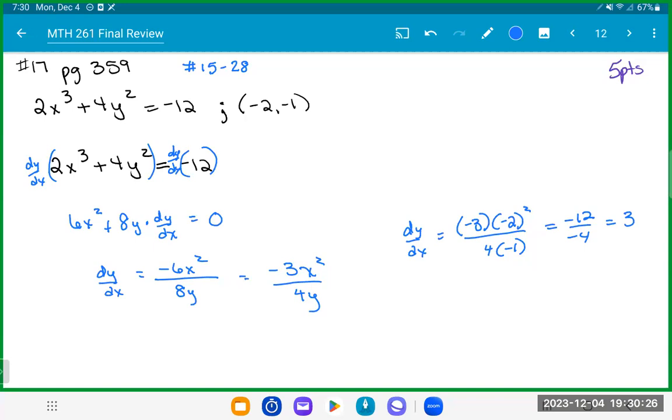So that is the last of the old material, right? So now we're going to transition into the problems that are each going to be worth 10 points, and they are from the new material since the last exam.